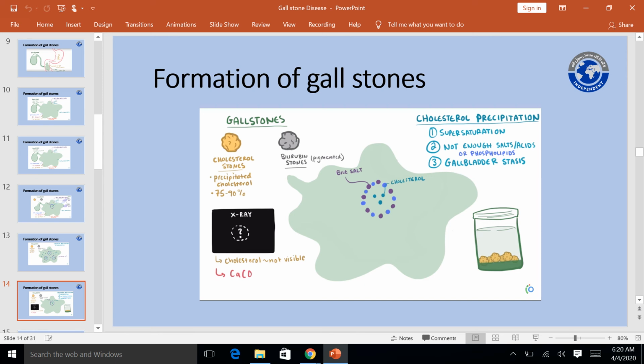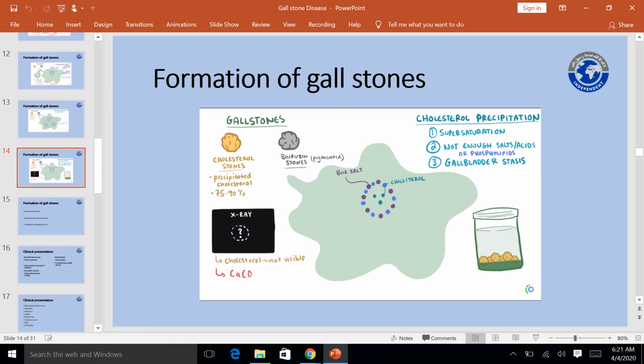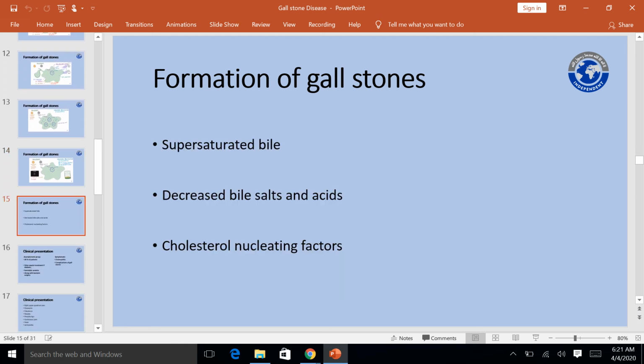Another cause of gallstone formation is gallbladder stasis, which leads to precipitation of cholesterol, which will lead to cholesterol stone formation. To summarize, gallstones are formed by bile supersaturated with cholesterol, which happens in obese patients and patients who are taking estrogens or oral contraceptive pills, and when there are decreased bile salts and acids, and sometimes there are cholesterol nucleating factors in abundance which cause cholesterol stones.